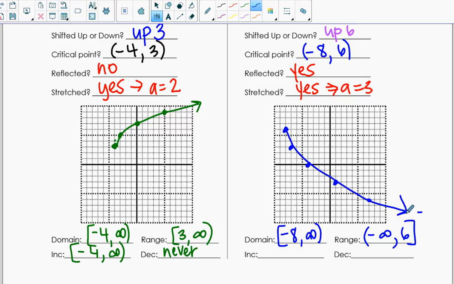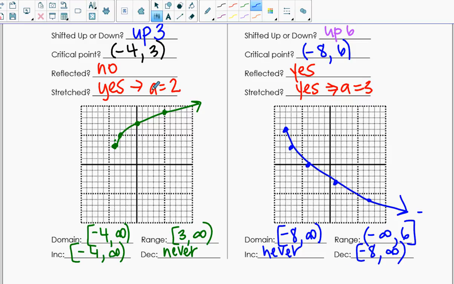Okay? Now, this graph, if you read it from critical point on, it is never increasing. All you're doing is going downhill there, so you are decreasing from the x value of -8 to infinity. Okay? All right. Practice these on your homework.